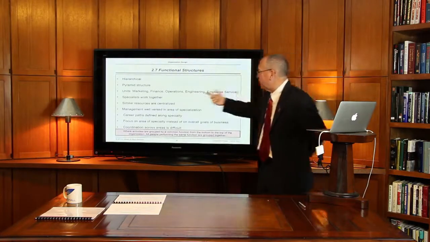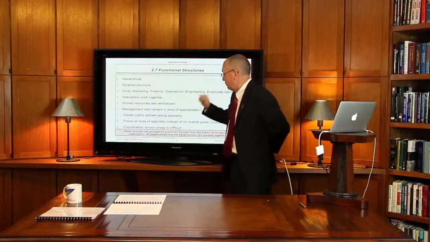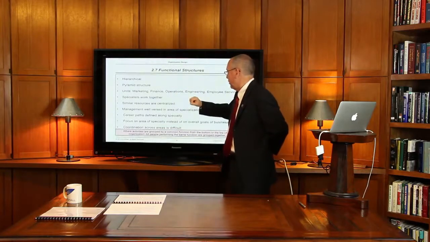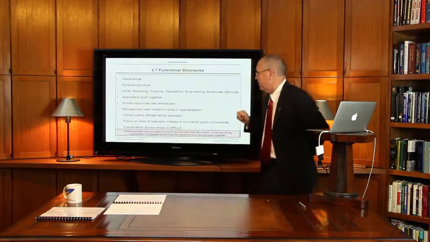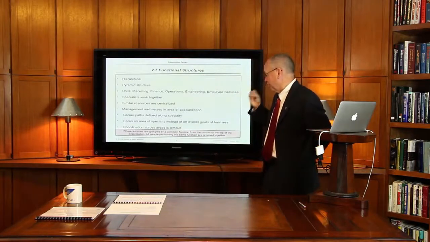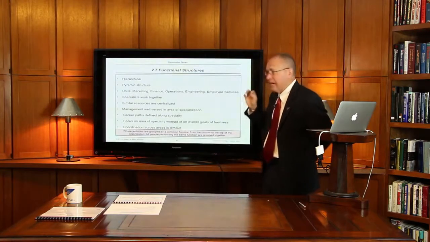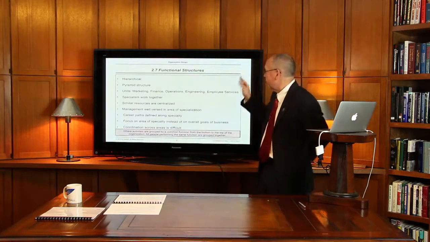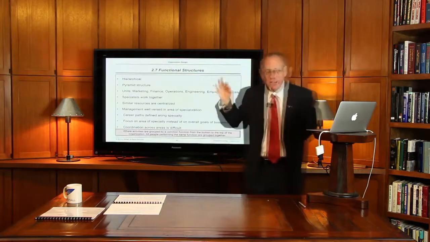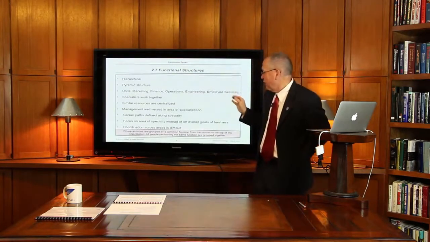A key aspect is that the specialists are working together. The finance folks are with the finance people, the engineers are all together, etc. So similar resources are centralized. Another component is that your managers know the area they're in charge of. The manager of engineering is obviously an engineering expert. The manager of HR is obviously an HR expert, etc.